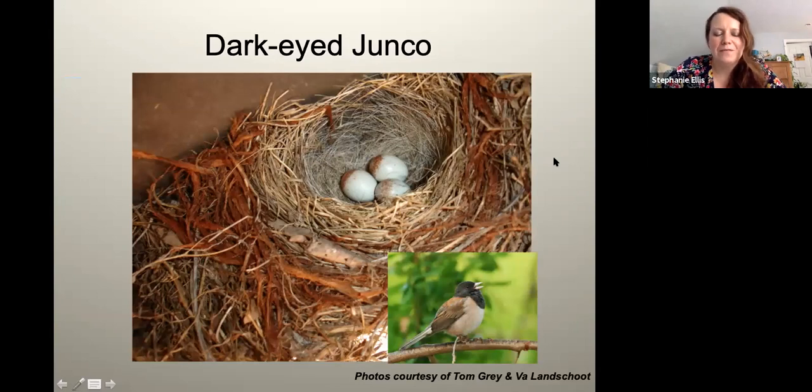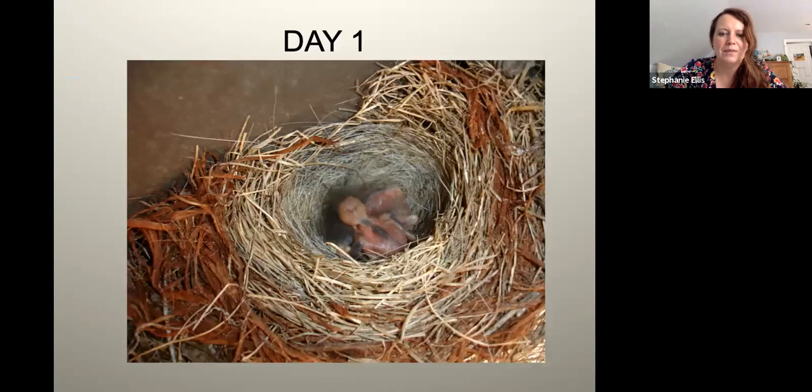Here's an example of the very quick development of an altricial bird. They hatch naked, blind, and helpless. These are dark-eyed juncos, but this is the Oregon junco from the West Coast. So here's eggs in the nest. Here's day 1.